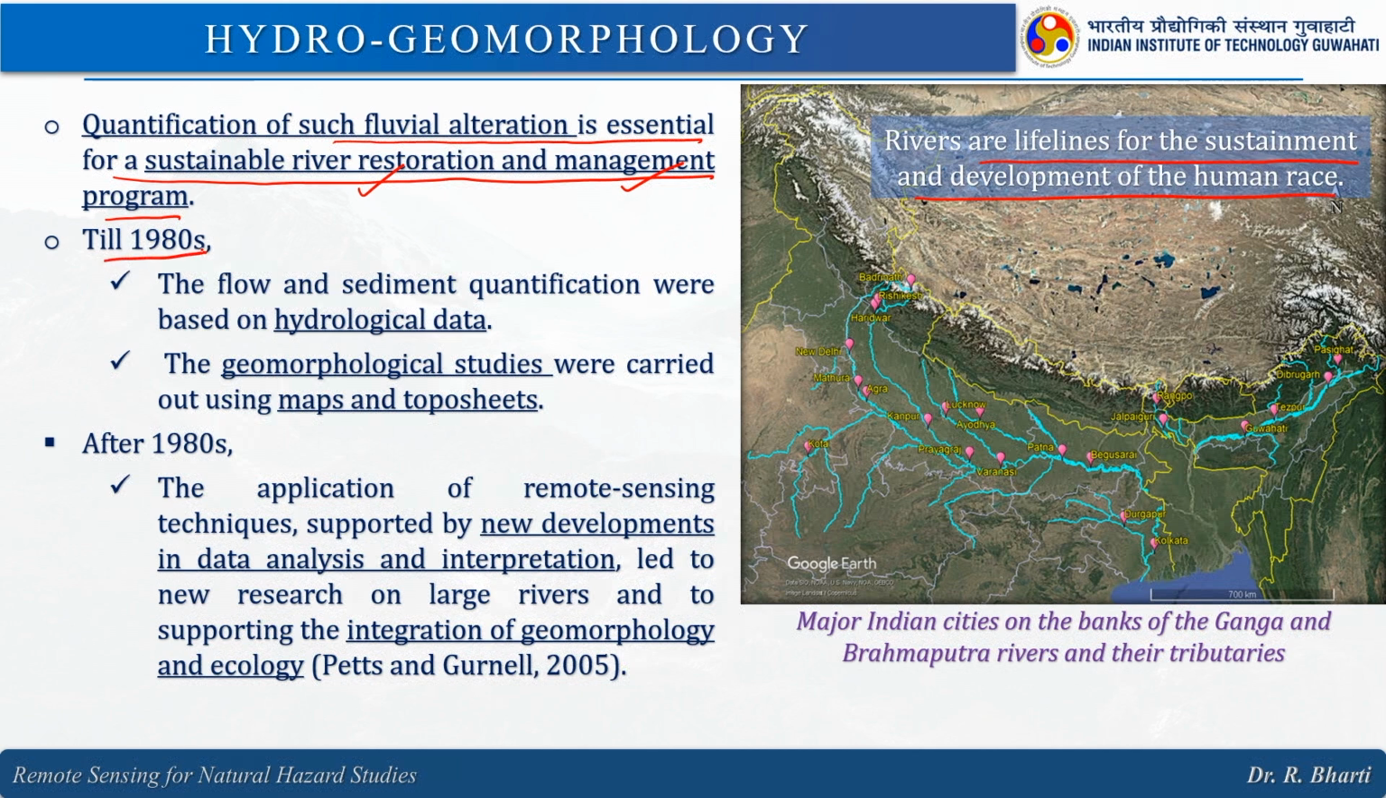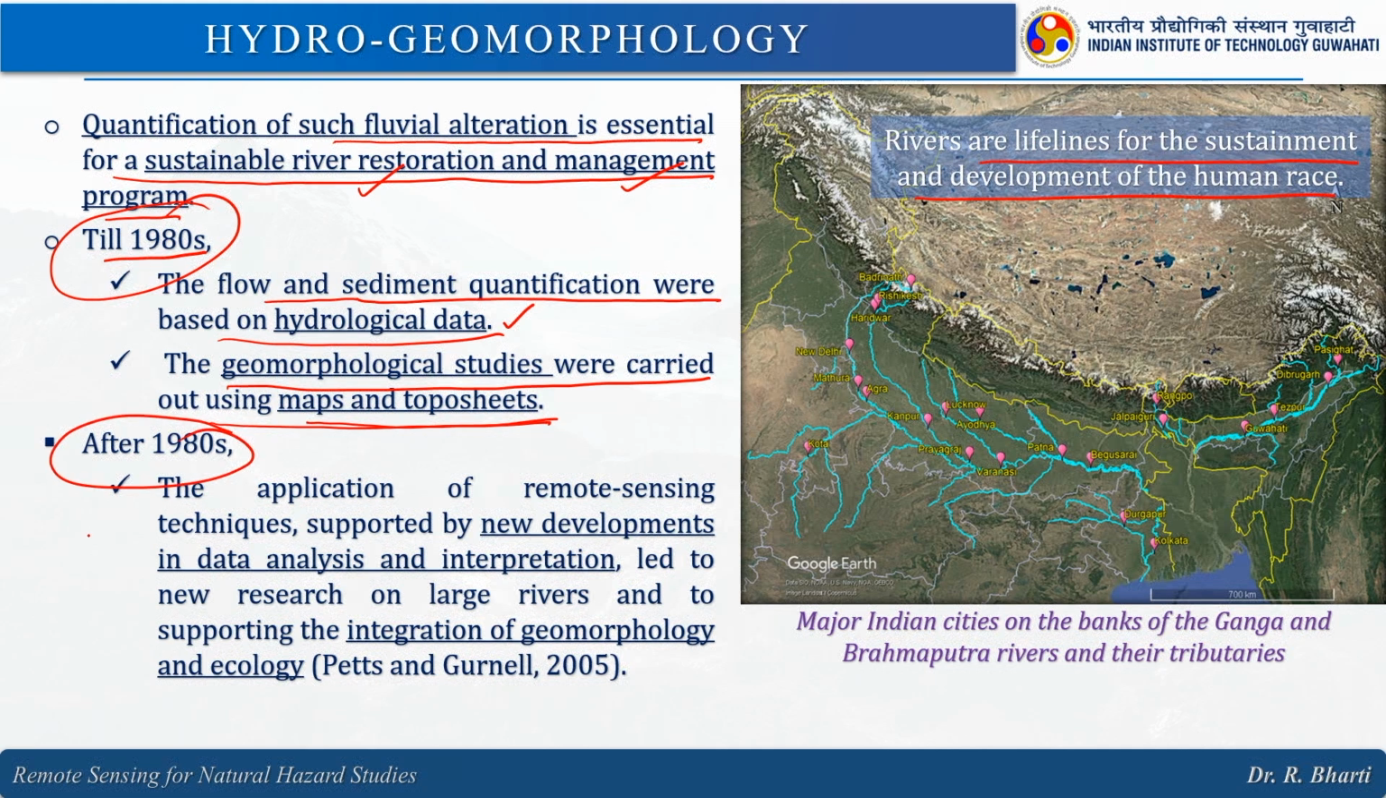Till the 1980s, the flow and the sediment quantification were based on hydrological data. It was purely based on in situ data. The geomorphological studies were carried out using maps and toposheets. It was very basic, as geomorphology was evolving. So, subsequently it became quantitative geomorphology, right. So, if we see the 1980s era, then maps and toposheets were the main source of information.